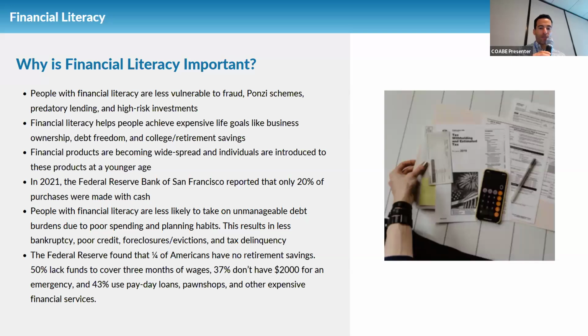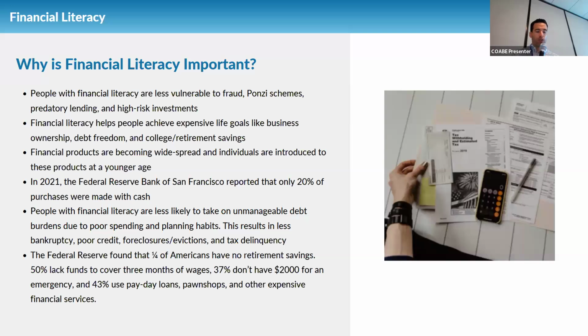People with financial literacy are less likely to take on unmanageable debt. And this results in less bankruptcy, better credit scores. It results in fewer foreclosures and evictions and less tax delinquency. And then the other one is the Federal Reserve found that a quarter of Americans have no retirement savings. So that's critical, especially as we see sometimes what's going on with Social Security. Hopefully people have a secure retirement when that time comes.